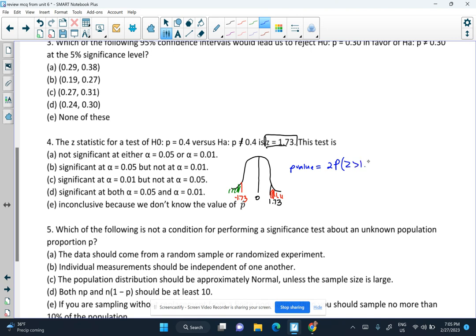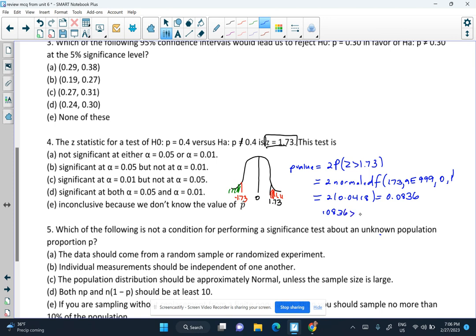Z is greater than 1.73. So that's the same thing as 2 times normal CDF. The low is 1.73, the high is 9E999, the mean is 0, and the standard deviation is 1. And if you enter 2 times that value in the calculator, that's going to be 2 times 0.0418, which is 0.0836.